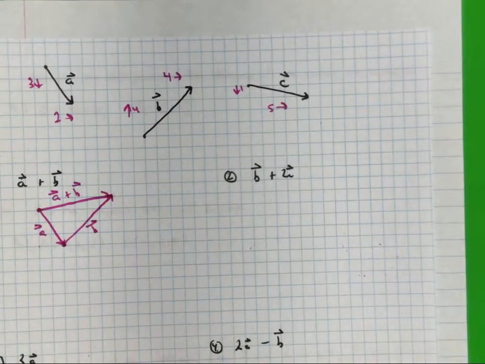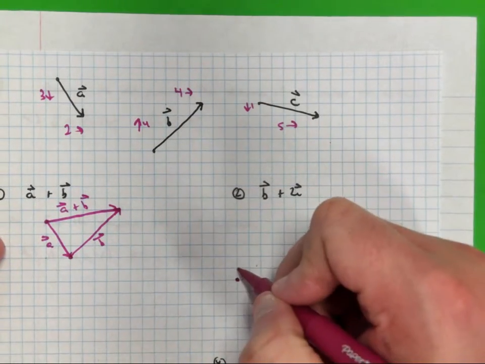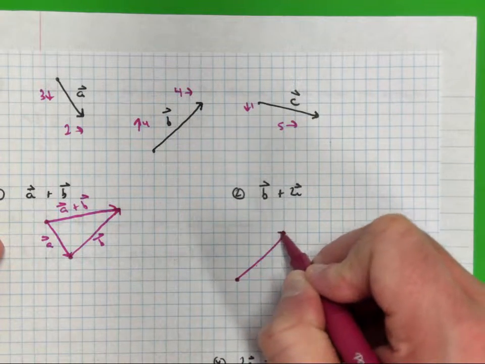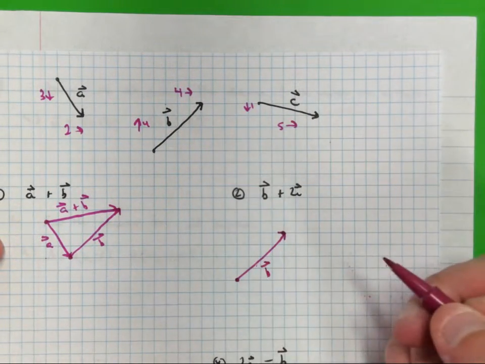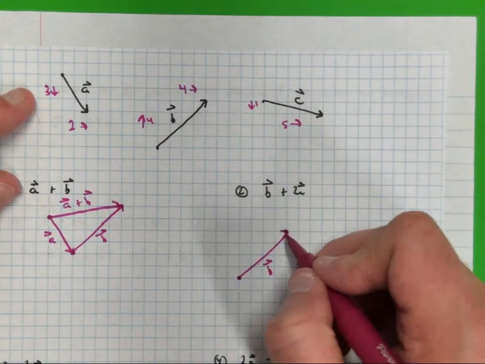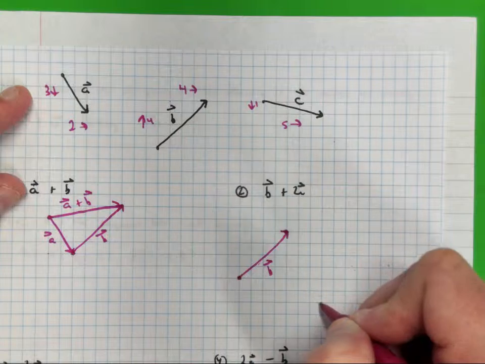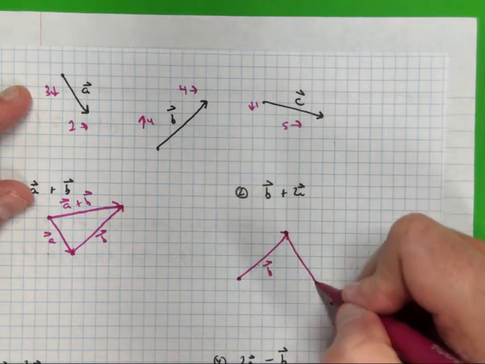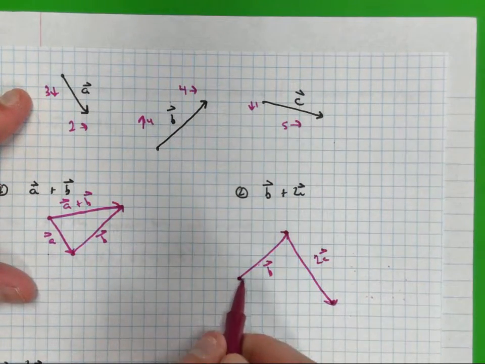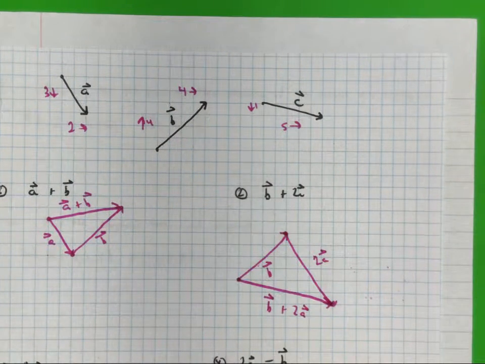Okay. Let's look at number 2. B plus 2A. I'm going to start here with B. I'm going to go up 4, over 4. Then 2A. That means I'm going to multiply both of these values by what? So instead of going down 3, I'm going down how much? 6. Instead of going over 2, I'm going over how many? And that is my resultant. Are we good on that one? Okay.